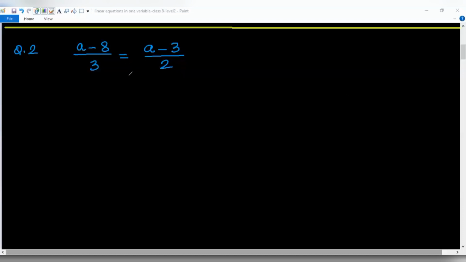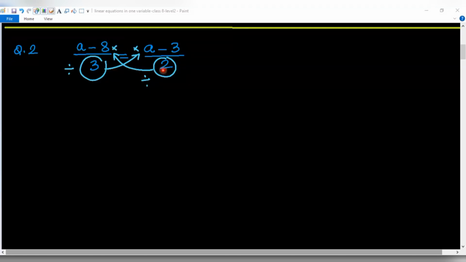This is our second question. Here a minus 8 by 3 is equal to a minus 3 by 2. So here we have a 3 in the denominator. Here we have 2 in the denominator. So let us take this 3 to the right side and 2 to the left side. So here 3 is divided by, when it moves to the right side, it will become multiplication. And here also the same, 2 is divided by on the right side. So when it moves to the left side, it will become multiplication.